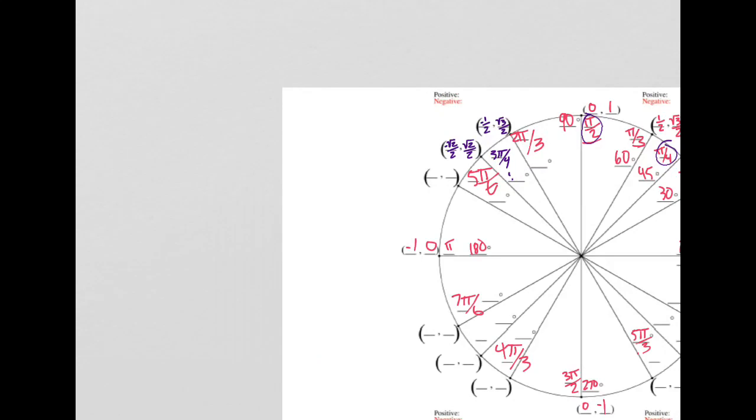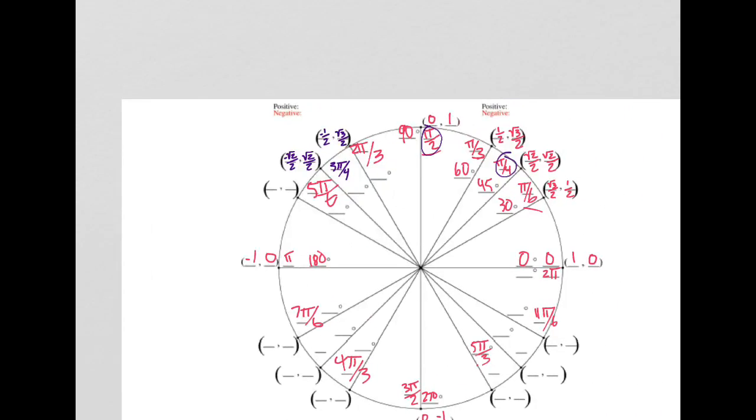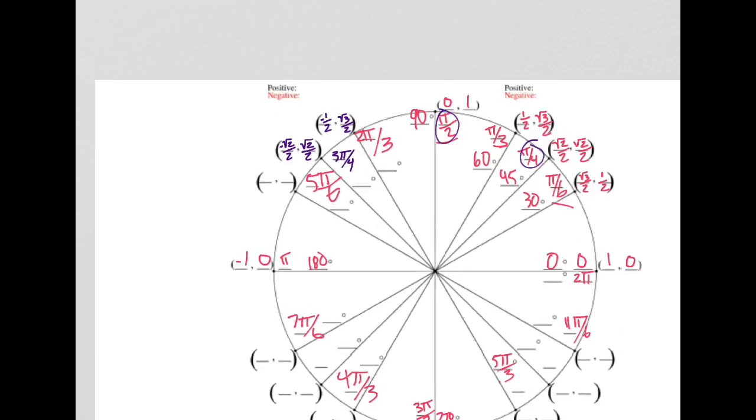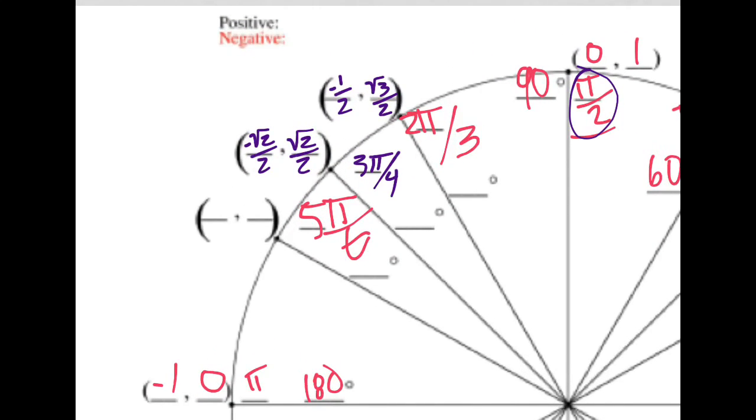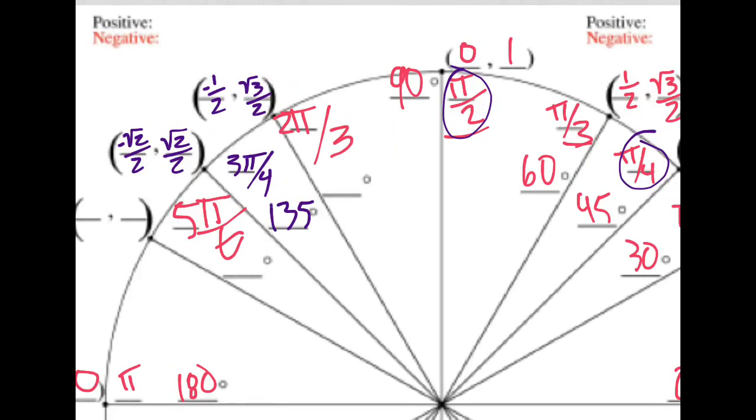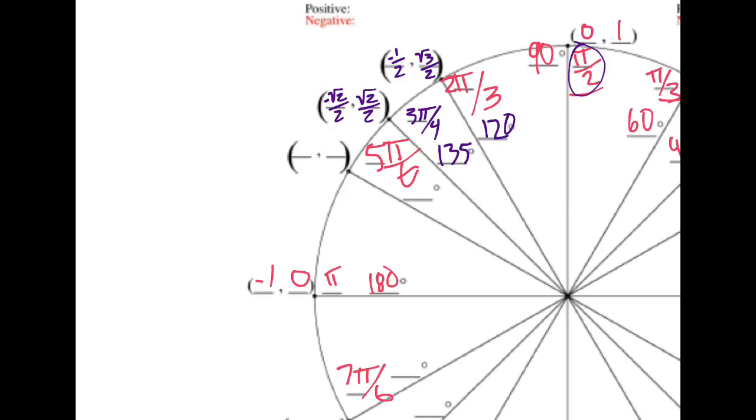Oh man, this is bad. I wrote 45 degrees there. It shouldn't be 45 degrees. 90 plus 45 degrees, I think, is 135 degrees. So we get that right there. And let's fill this other stuff in too. 90 plus 30 gives me 120 degrees right there. And then add another 30 to that. We get 150 degrees for that angle right there.